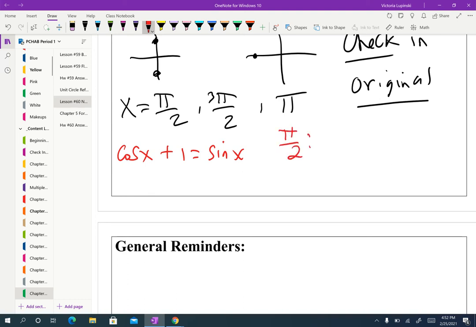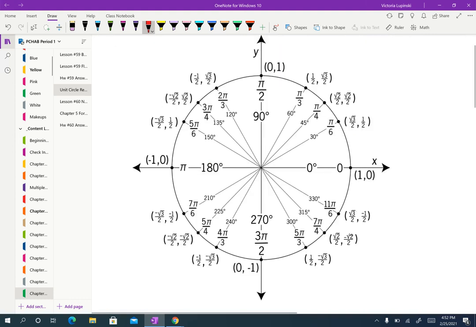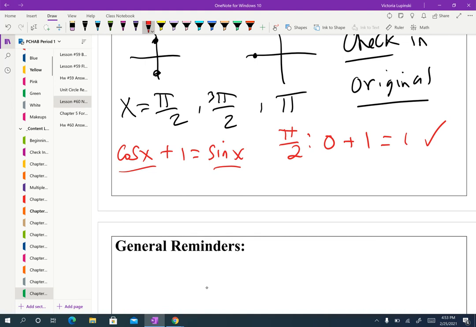So if I'm checking pi over 2, I have to find the cosine of pi over 2. The cosine of pi over 2 is 0 plus 1. Does that equal the sine of pi over 2? And the sine of pi over 2 is 1. 0 plus 1 equals 1. Yes, it does. Again, if you're wondering where I got those zeros and ones from, I got them from the unit circle. I would go up to my pi over 2 and look at the ordered pair. If I'm talking about the cosines, I would look at the x's. If I'm talking about the sines, I would look at the y's. If you still find yourself unable to calculate unit circle values, please reach out as soon as possible because that's going to haunt you all chapter long.